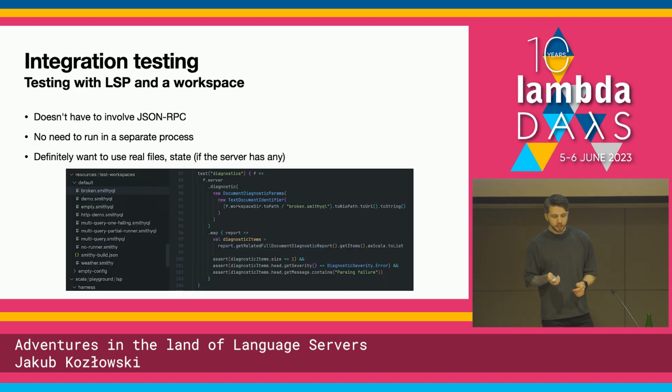Finally, integration testing. So now LSP is involved, and you have a workspace, so you have actual files. You don't have to necessarily involve the JSON RPC protocol. This can still happen in memory, but you want to use real files just to check that you are correctly listening to these change events, that you are correctly dealing with URIs, that you are correctly reading files from the file system. And any kind of other state in the server, like precompiled results, would also be covered in here.